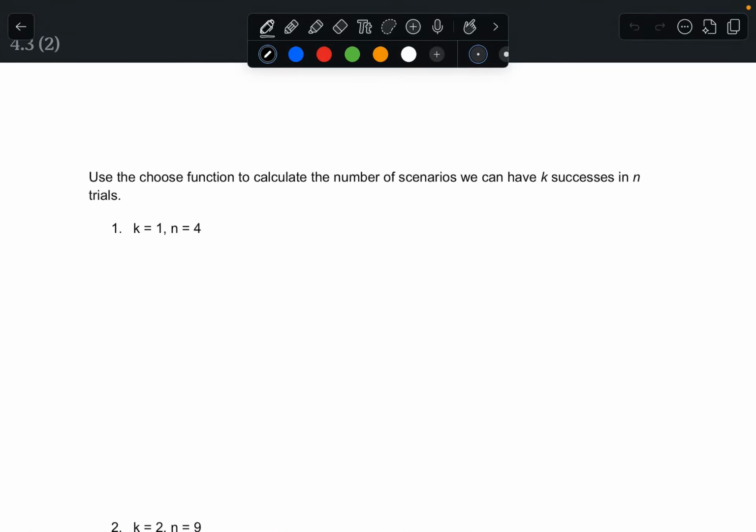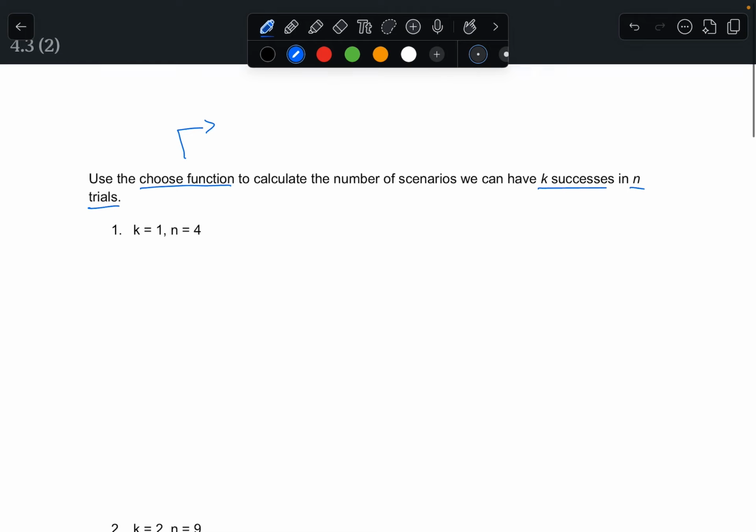In this video, we're going to practice counting the number of scenarios within a binomial experiment. For these types of problems, we're going to use the choose function to calculate the number of scenarios where we have k successes in n trials. For each one of these problems, we're going to have a value for k and a value for n. The choose function tells us the number of possible ways that we can arrange these k successes in n trials.